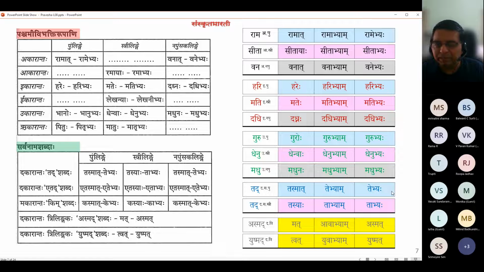Tasmat Tebhyam, Tebhyah, and in Strilinga, Tasyaha Tabhyam, Tabhyah. So te becomes ta here. Then Asmad and Yushmat, the important ones, Aham and Tvam, if you want to call them that. Mat avabhyam asmat, tvat yuvabhyam yushmat. From me, from the two of us, from all of us, from you, from the two of you, from all of you, if it is the from version of English. Any questions?